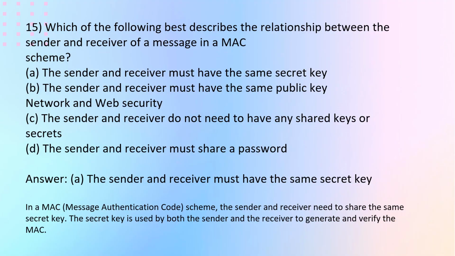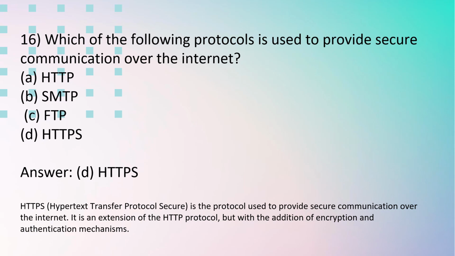Next question is, which of the following best describes the relationship between the sender and receiver of a message in a MAC scheme? The answer is A. The sender and receiver must have the same secret key. In a MAC scheme, the sender and receiver need to share the same secret key. The secret key is used by both the sender and receiver to generate and verify the MAC.